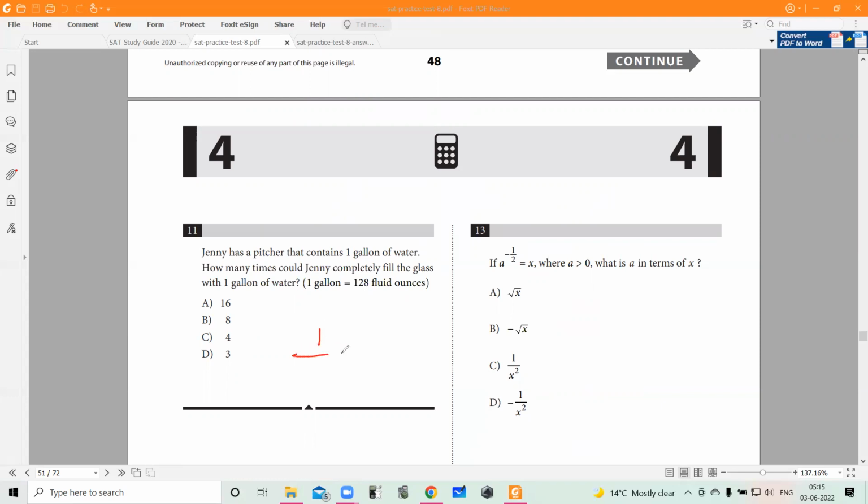1 cup is equal to 16 ounces, and how many cups will be equal to 128 ounces, right? No, isn't it how many cups can go into 1 gallon? So X over 1. How many cups will go into 1 gallon? Okay, forget about the gallon. Tell me in terms of fluid ounces.